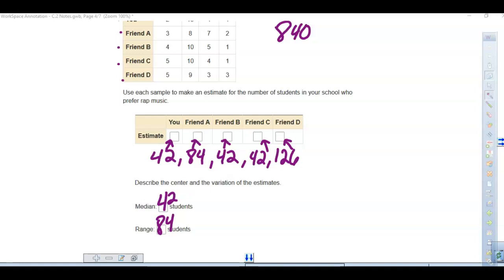Okay? If there's 3 numbers out of 5 that are exactly the same, the median and the mode are going to be the same every single time when there's 5 numbers. So it really doesn't matter. And the range would be 84.